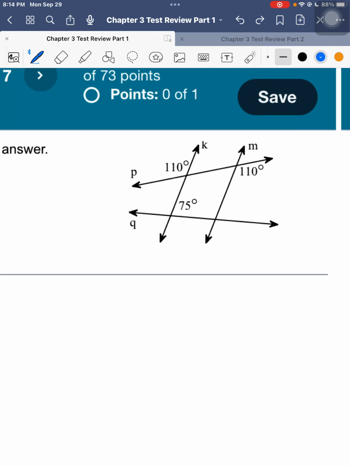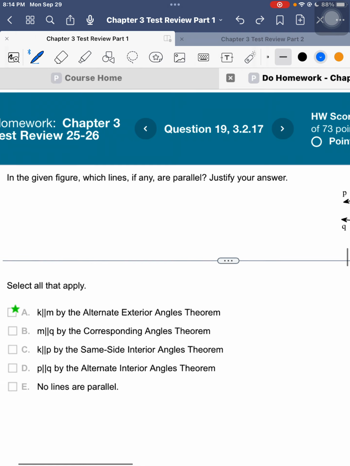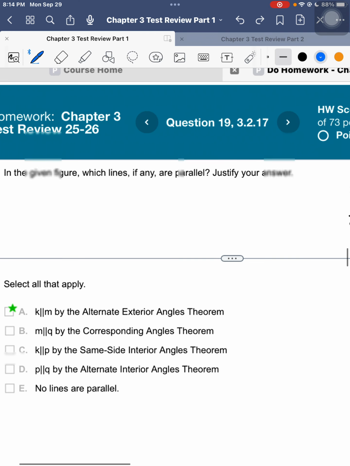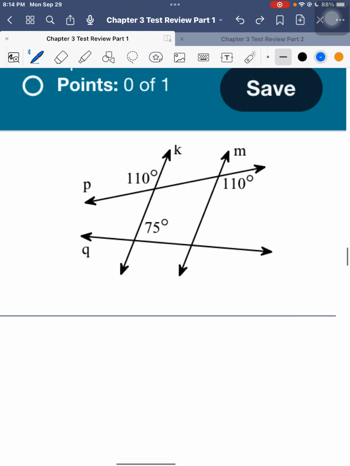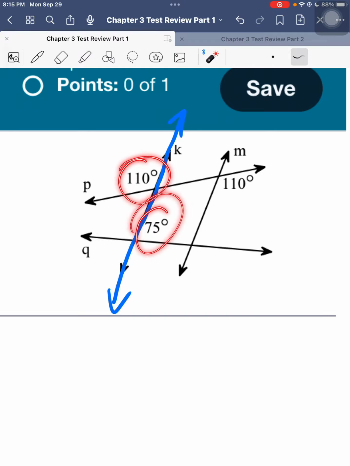So I have this right here. Now I have 4 transversals again, so I need to focus on which one is the transversal I really care about. It's asking me, in the figure given, which lines, if any, are parallel. Remember, my transversal line is just the one with my given angles. It's usually the one with 2 angles. So what if I wanted to say that K is my transversal?